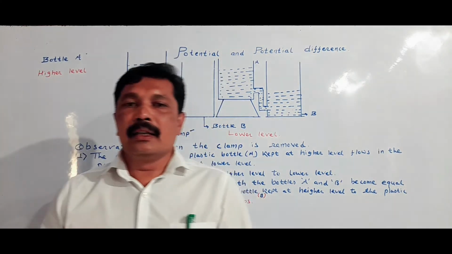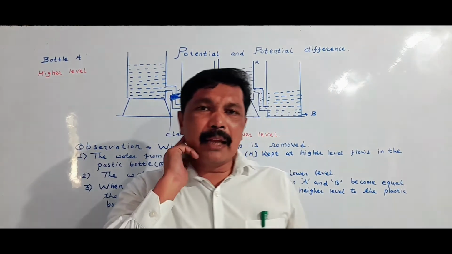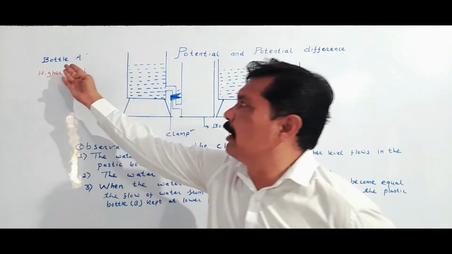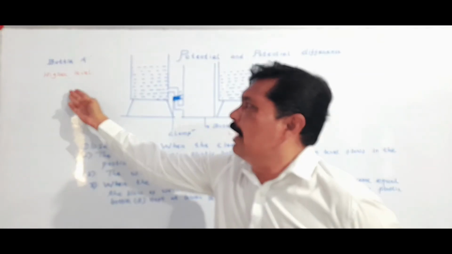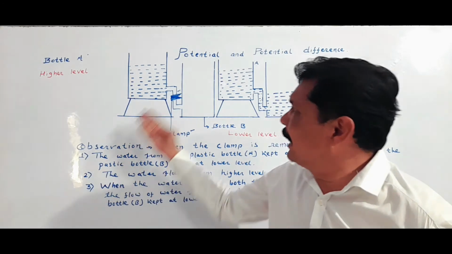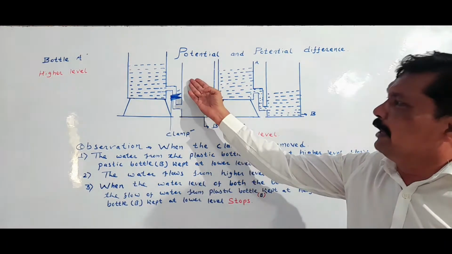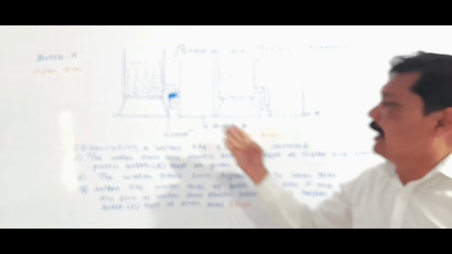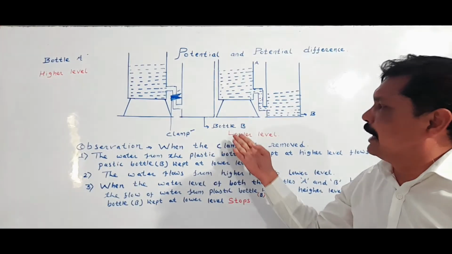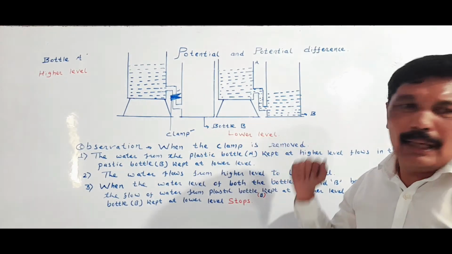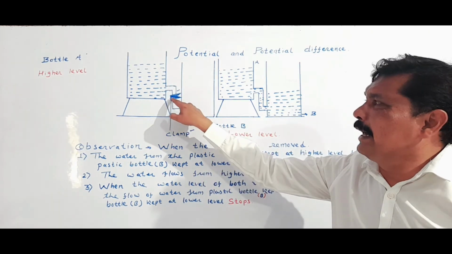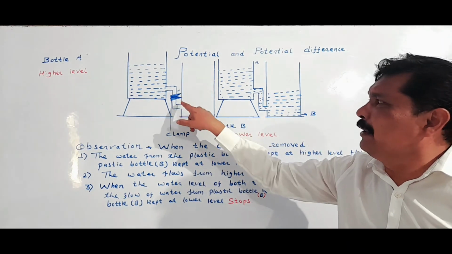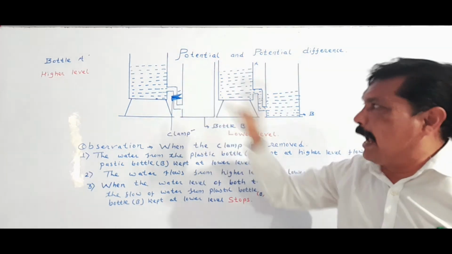My dear student, in this experimental setup, we have taken two plastic bottles. One plastic bottle we have given the name bottle A and we have kept it at higher level. The other plastic bottle we have given the name plastic bottle B, and it is on the ground level, and therefore we say that plastic bottle B is at lower level. These two bottles are connected with a connection which is having a clamp.